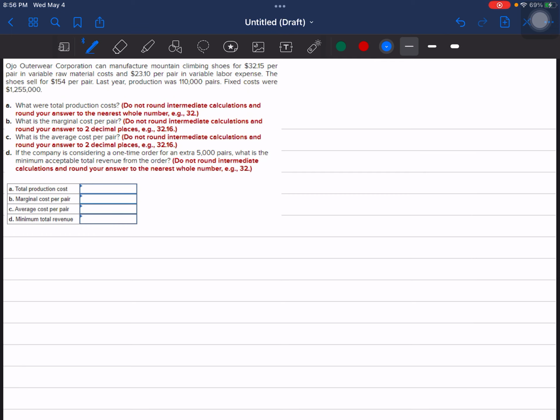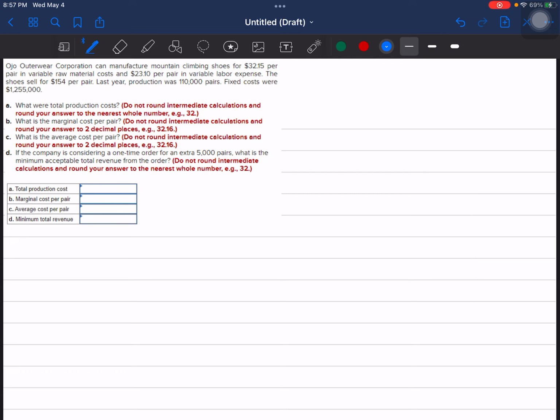So in this question, Ojo Outerwear Corporation can manufacture mountain climbing shoes for $32.15 per pair in variable raw material costs and $23.10 per pair in variable labor expense. The shoes sell for $154 per pair. Last year, production was 110,000 pairs, and fixed costs were 1,255,000. So, in part A, what are the total production costs?